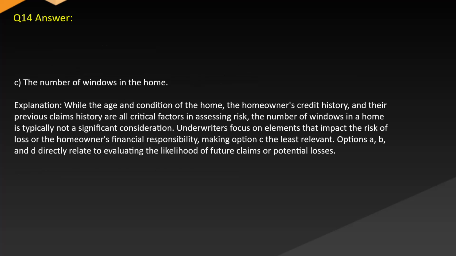Answer: C. The number of windows in the home. Explanation: While the age and condition of the home, the homeowner's credit history, and their previous claims history are all critical factors in assessing risk, the number of windows in a home is typically not a significant consideration. Underwriters focus on elements that impact the risk of loss or the homeowner's financial responsibility, making option C the least relevant. Options A, B, and D directly relate to evaluating the likelihood of future claims or potential losses.